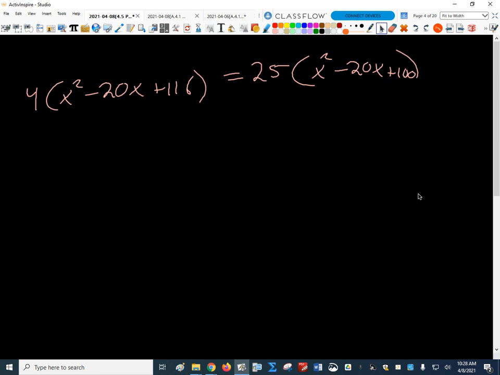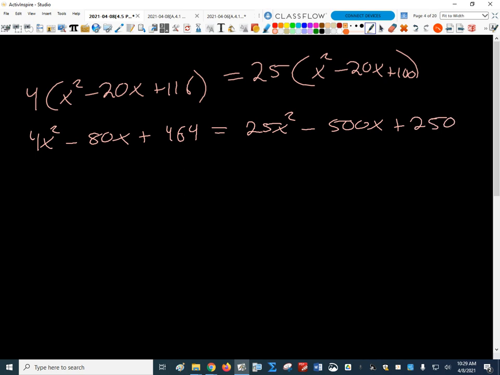Okay, so if I distribute, I'm going to get 4x squared minus 80x plus 464 equals 25x squared minus 500x plus 2500. So I push everything to one side, push everything over here, right?